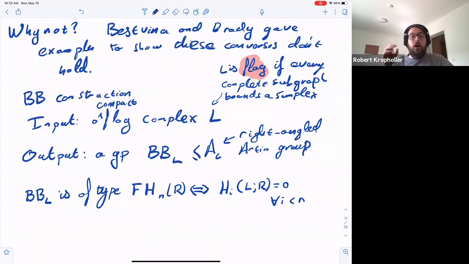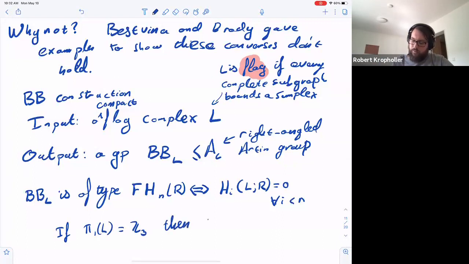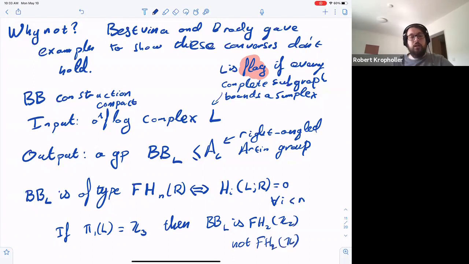And so it's not hard to see from this that there are groups that are of type FH_n over, say, Z mod 2 that aren't FH_n over Z. So for instance, if pi_1 of L is, say, Z mod 3, then B_B_L is FH_2 over Z mod 2, not FH_2 over Z. Okay, so these properties differ, and you can see that from this.